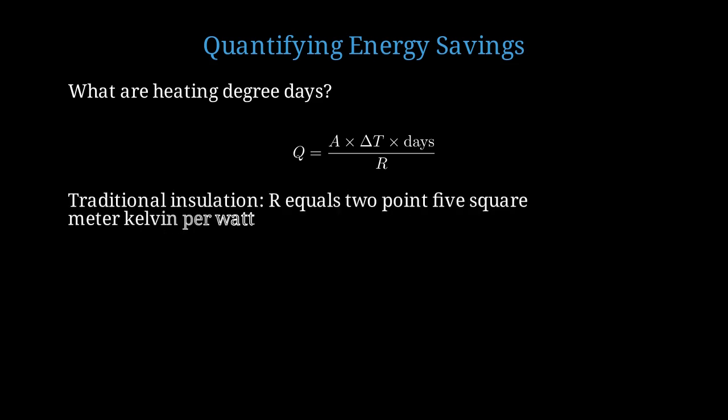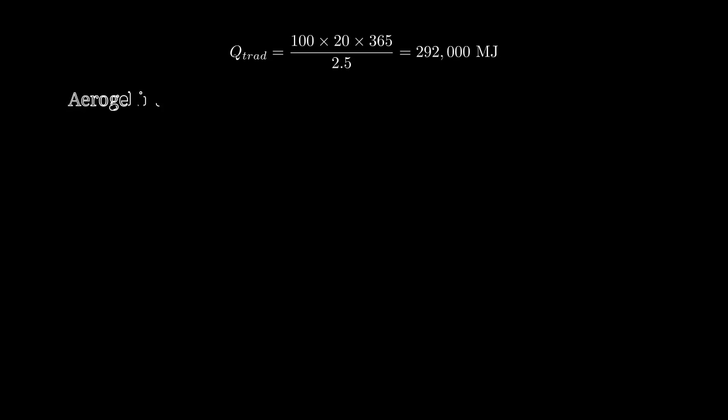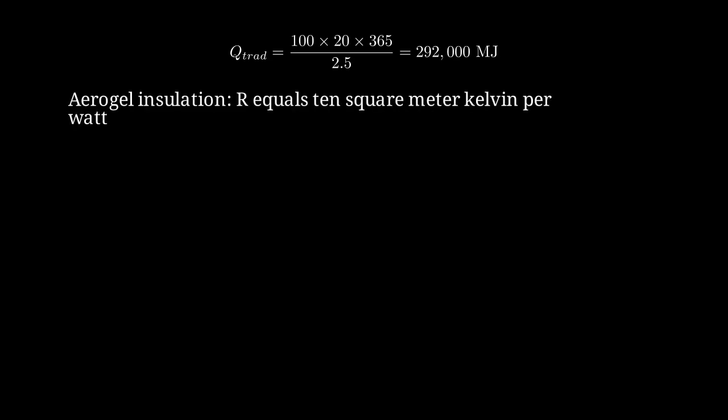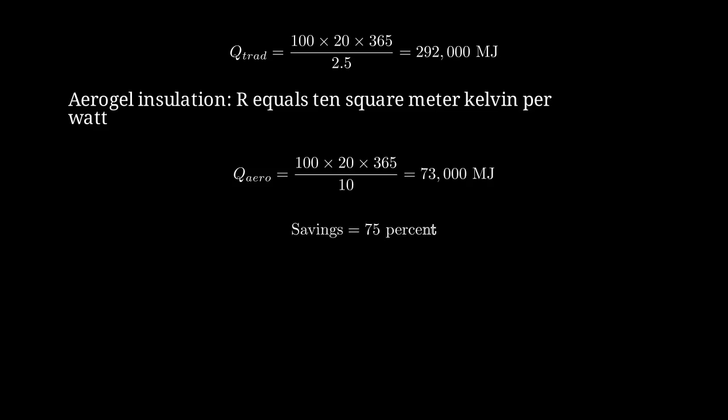For traditional insulation with R value of 2.5 square meter Kelvin per watt, Q traditional equals 100 times 20 times 365 divided by 2.5, which equals approximately 292,000 megajoules per year. For aerogel insulation with R value of 10 square meter Kelvin per watt, Q aerogel equals 73,000 megajoules per year. This represents a 75% reduction in heat loss. For a typical household, this could save several $100s annually in heating costs.